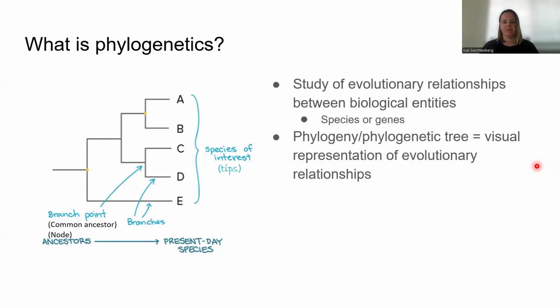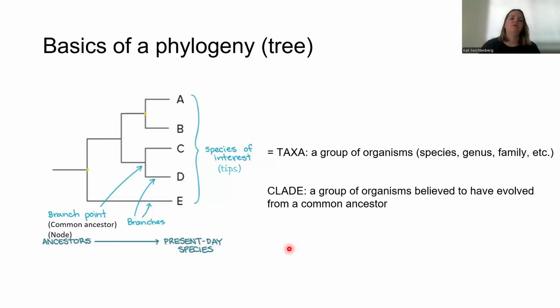And these are visual representations of these evolutionary relationships. So throughout the course, you may hear us say the word phylogeny, phylogenetic tree, or just tree. All of those are synonymous. If you hear any of those, they all mean the same thing. And on the left here, we have a schematic of a very general phylogenetic tree. So let's break that down and discuss the parts of a phylogenetic tree.